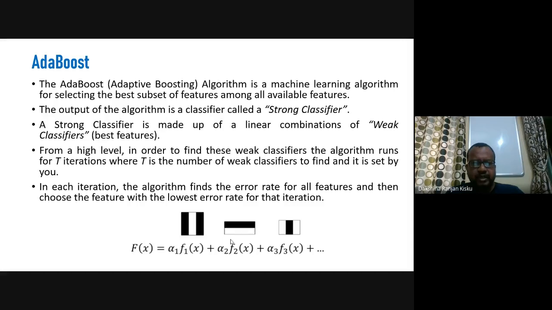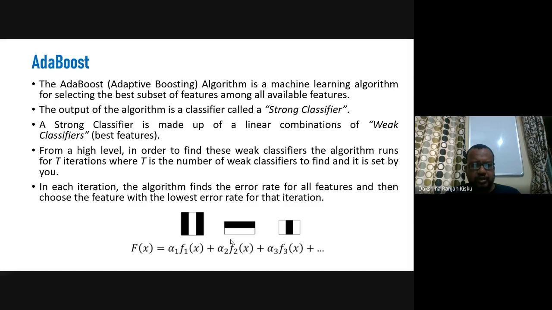Then we will compute the strong classifier. Here the strong classifier will be the linear combination of weighted weak classifiers. Now how do we get the subset of best features that are to be combined together to form a strong classifier?